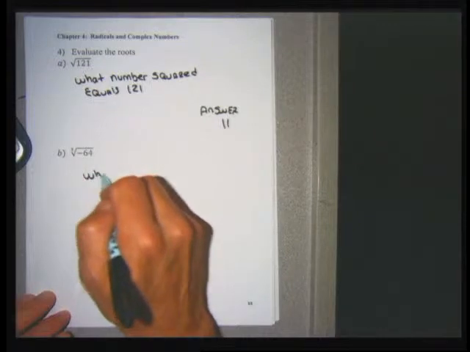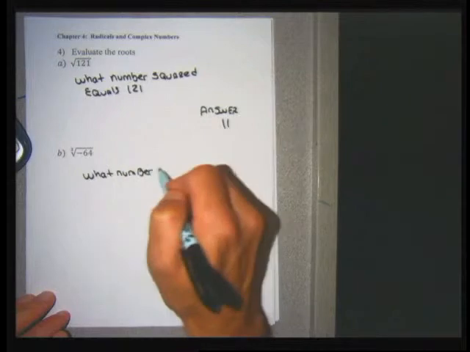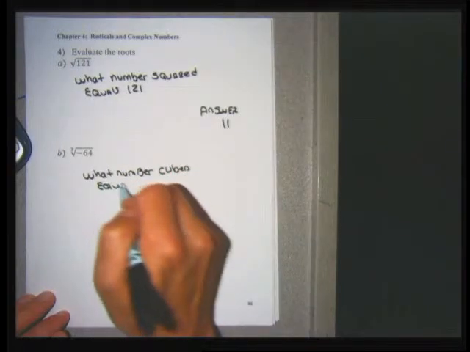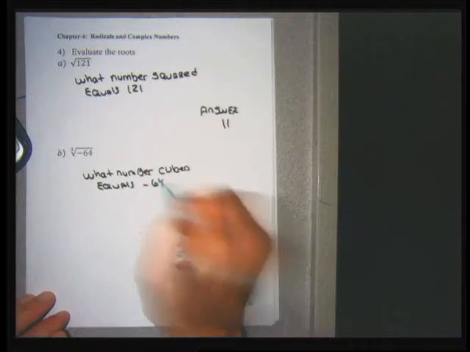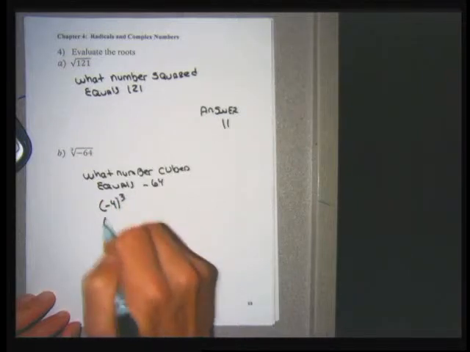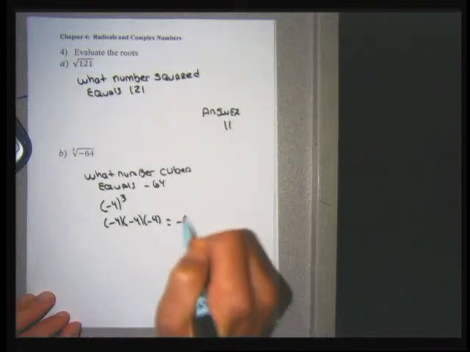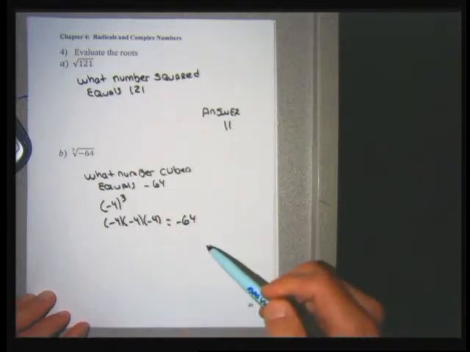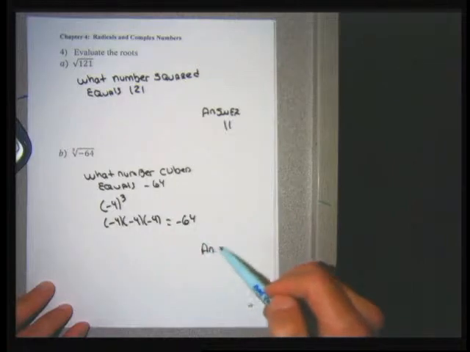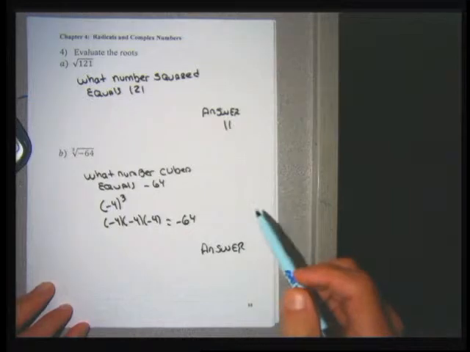Similarly, part B of this asks the question, what number cubed equals negative 64? And the answer is negative 4, because negative 4 to the third power is negative 4 times negative 4 times negative 4, and that's negative 64. Again, if you just write down the right answer, whether you used your calculator or knew the fact in your head, I won't know the difference.